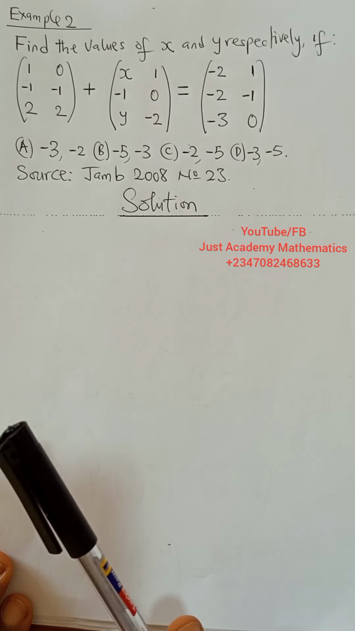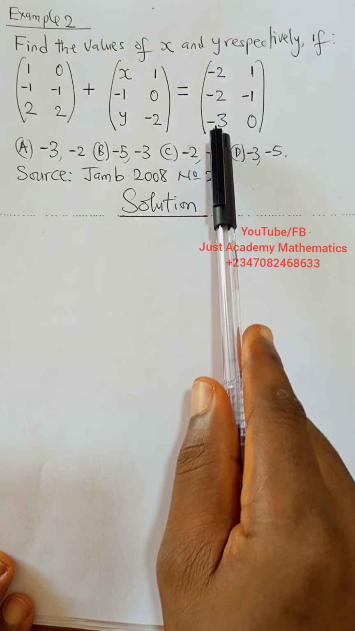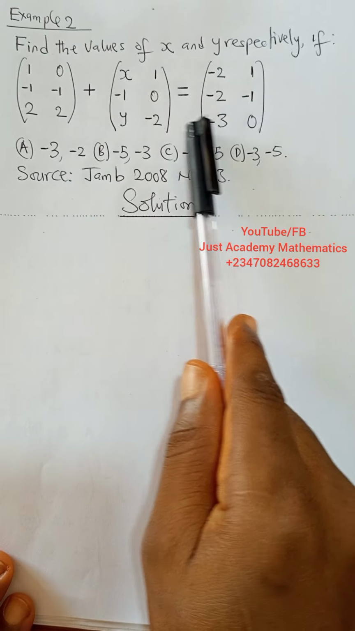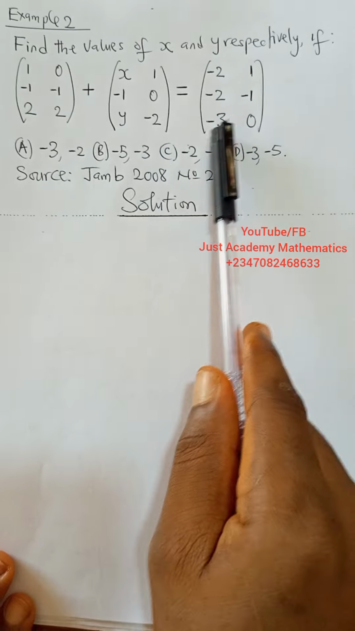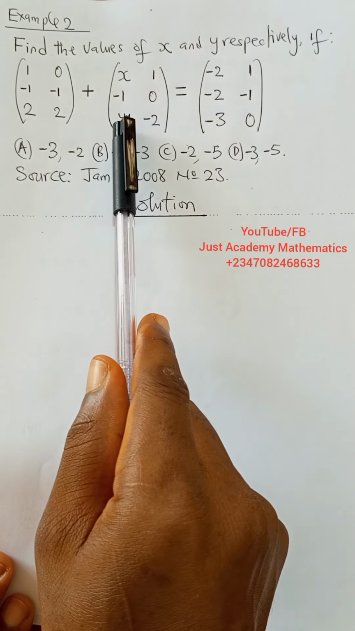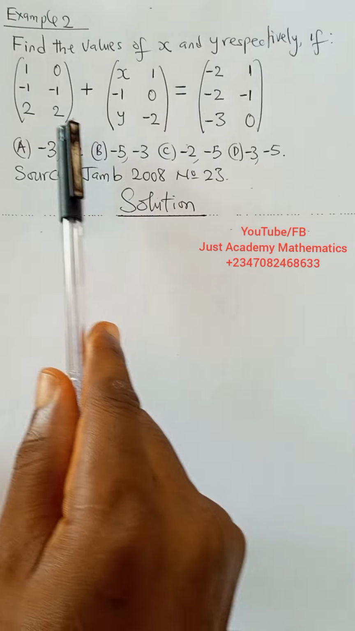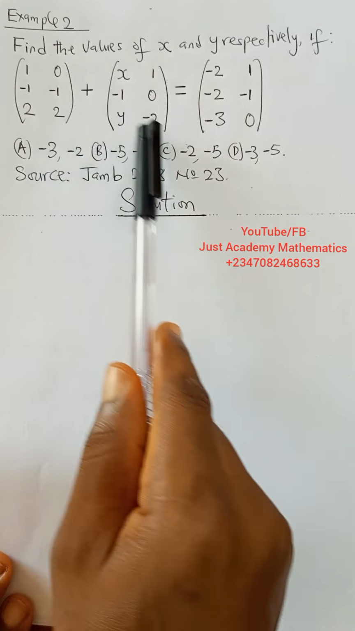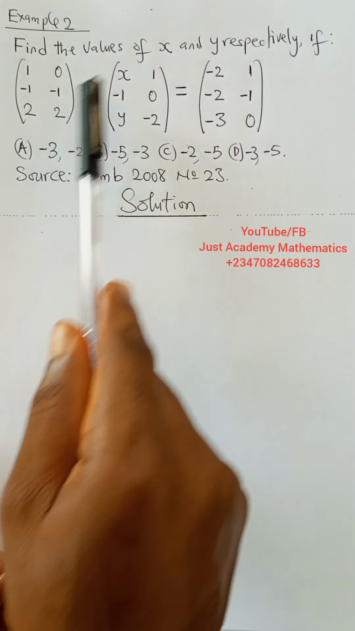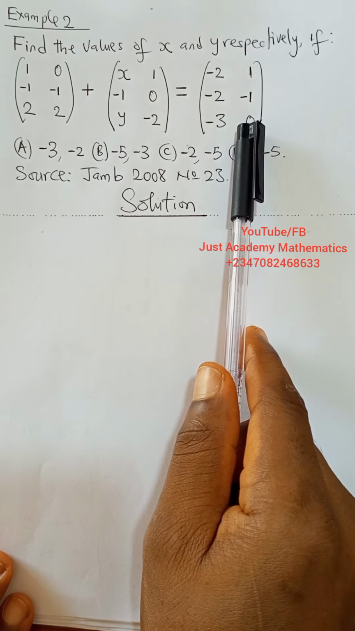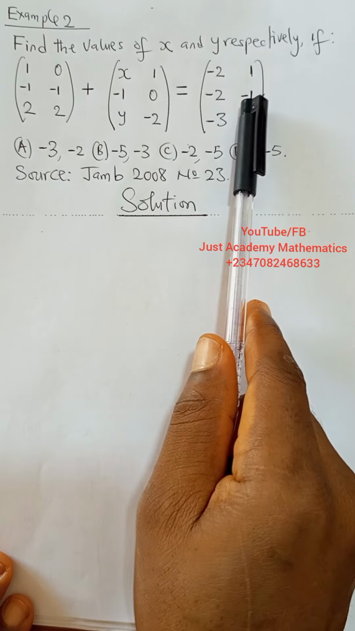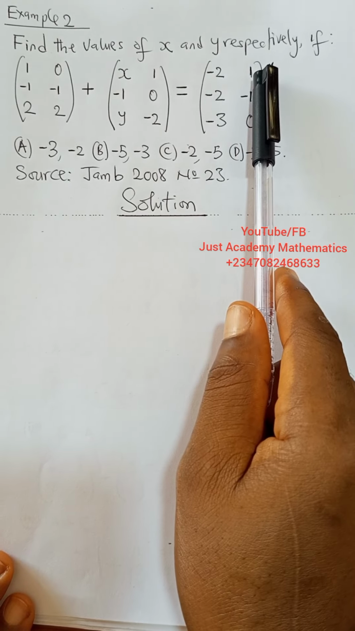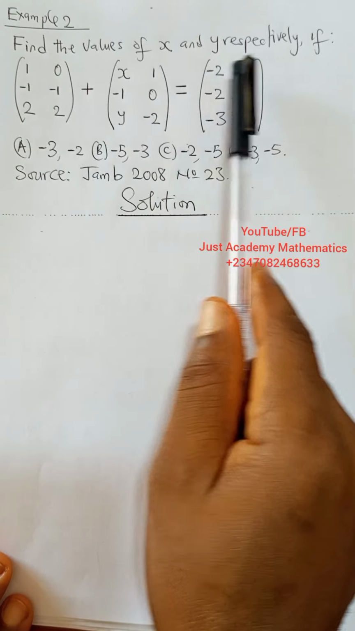This one is very simple. All you need to do is take note of the position of the entries. Let me show you how they got this 3 here. 3 here is the first entry in the third row here. Now, let me show you how they get 0. Look at the last entry in the third row here is 2. 2 plus minus 2 is the same thing as 2 minus 2. That will give you 0. Are you following now? How did they get this minus 1? Minus 1 here plus 0 will give you minus 1. How did they get this one here? 0 plus 1 will give you 1.